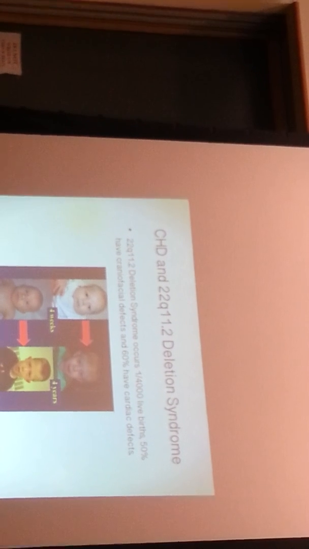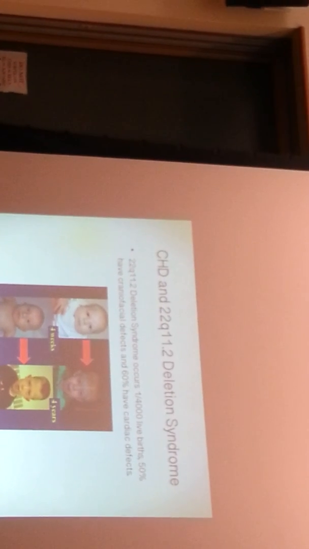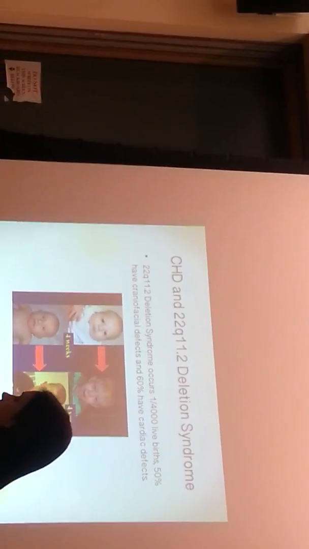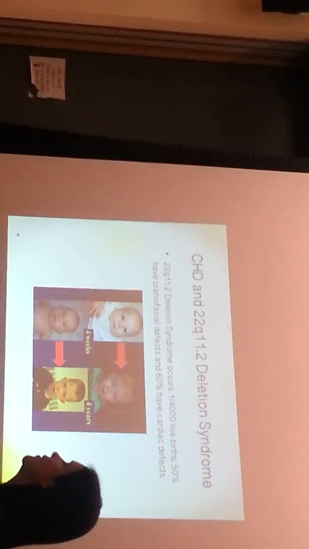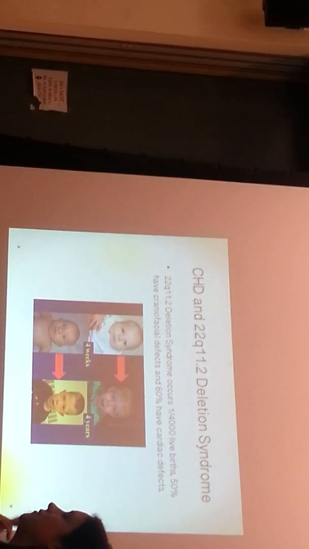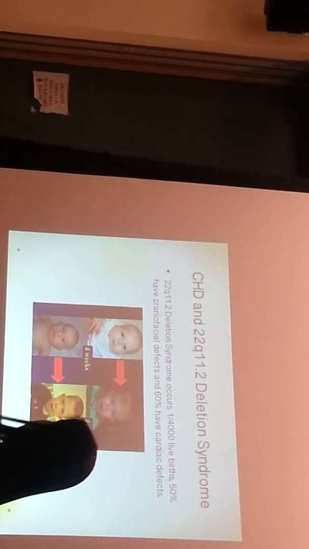Certain characteristics are already known, and for us, what is more important is that 60% of them have cardiac defects, and that is what we focus on in our research. They also have, later on in life, schizophrenia and some other mental disorders, as well as ear problems. But the most common thing is the cardiac defect.